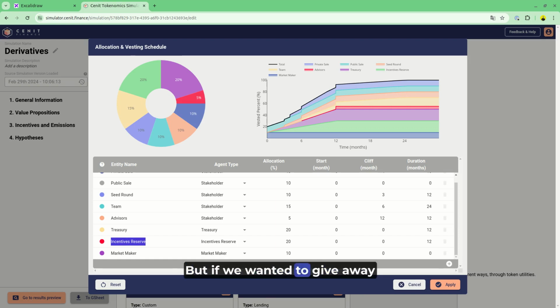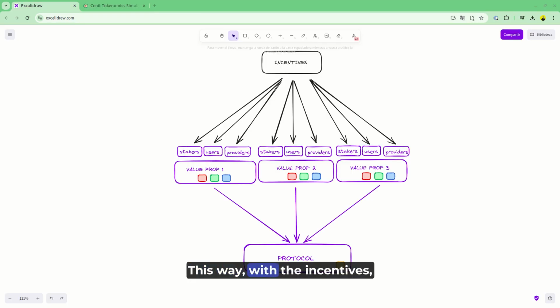But if we wanted to give away to stakers or to different liquidity providers or to different creators in our economy, for each of the value propositions, we should create a new one. This way, with the incentives, we can choose each of the agents that we want to.